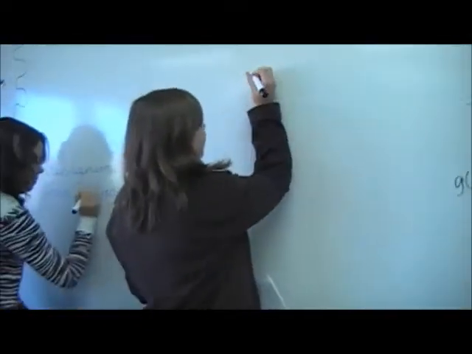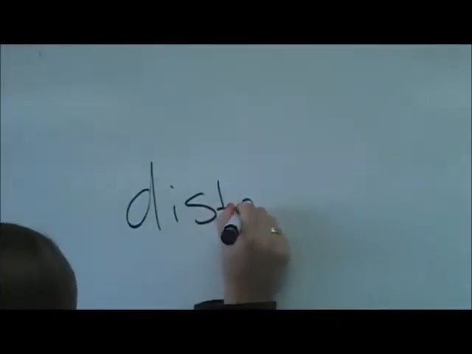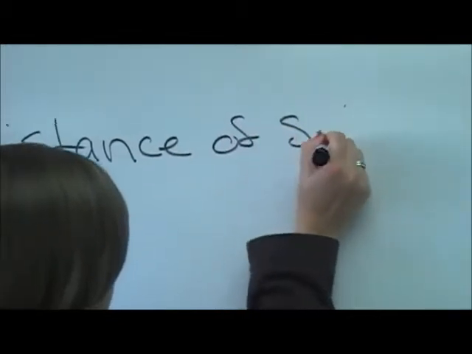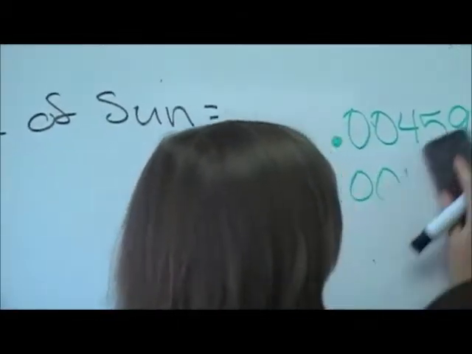Hold on. All right. Distance of sun equals negative 3.